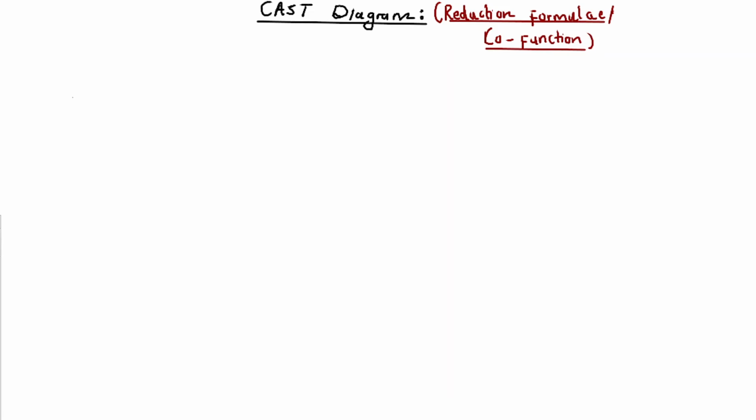Alright, so for this lesson, we'll be looking into the CAS diagram, right? The CAS diagram involves things like reduction formulas and co-functions. But what is the CAS diagram for? What is it used for? It is actually a mathematical tool that we use in trigonometry.